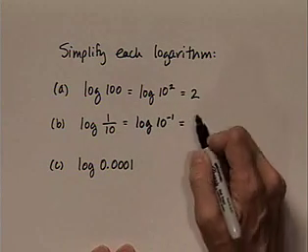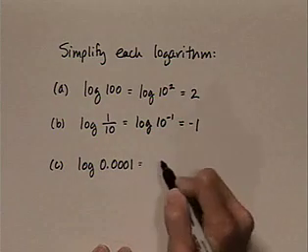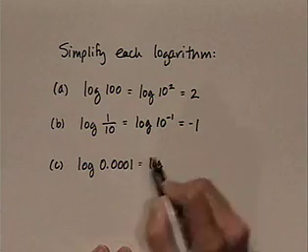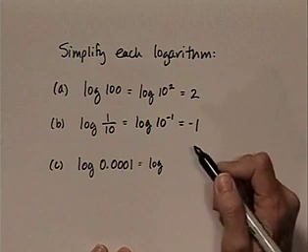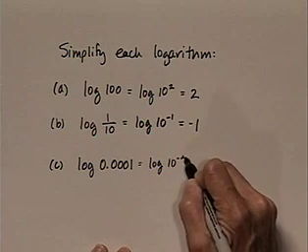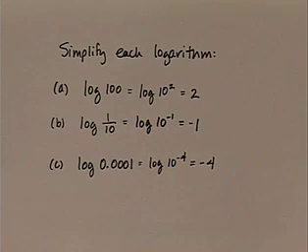Using that same idea, I can write this next example as log of 10 to the negative 1, which means the result of that, when it is evaluated or simplified, we get the exponent on the base 10. Continuing in that same way, this is log of 10 to the negative 4th power, and so the result is negative 4.